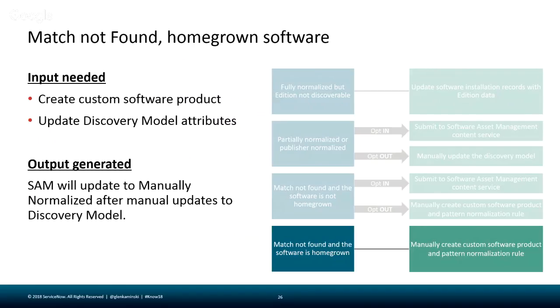And then you're going to update those discovery model attributes, the version, the product title, edition, things like that, manually within the discovery model. And again, Software Asset Management will update the normalization status to manually normalized, and it will be available for reconciliation.